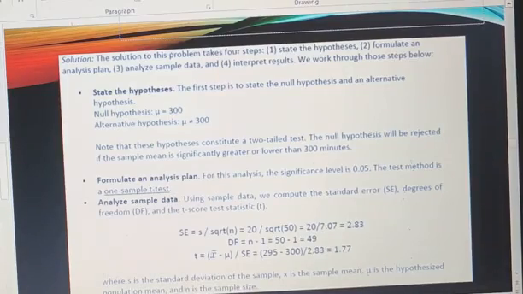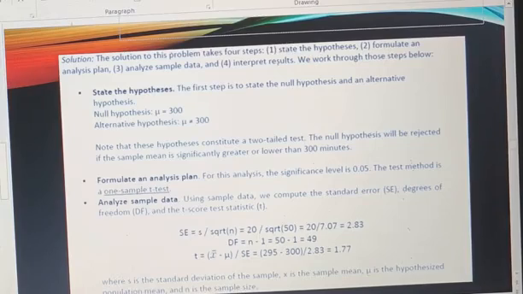Solution. The solution to this problem takes 4 steps. 1. State the hypotheses. 2. Formulate an analysis plan. 3. Analyze sample data. And 4. Interpret results. We work through those steps below. State the hypotheses. The first step is to state the null hypothesis and an alternative hypothesis. Null hypothesis: mu equals 300.